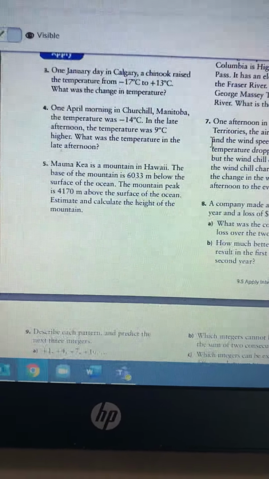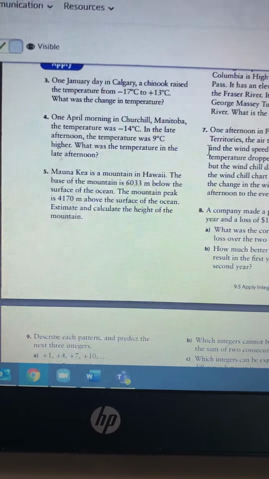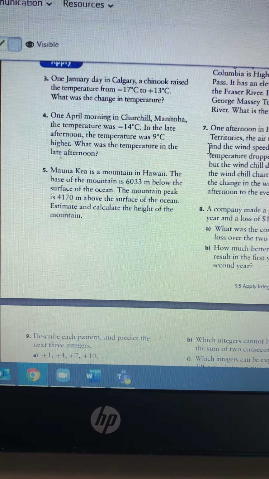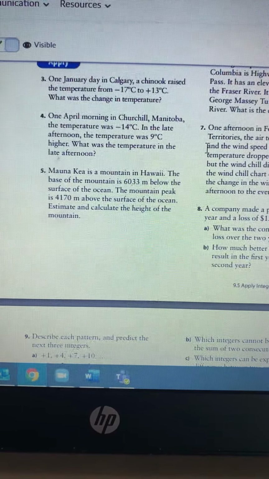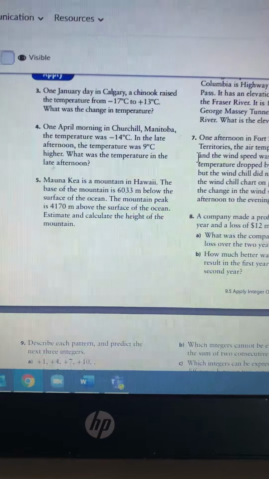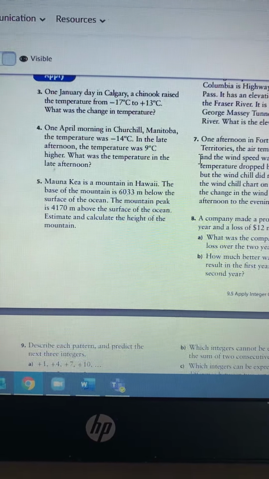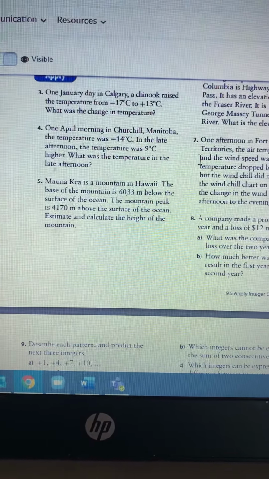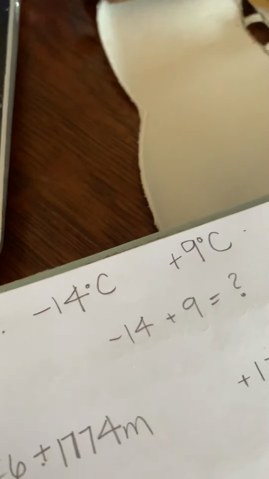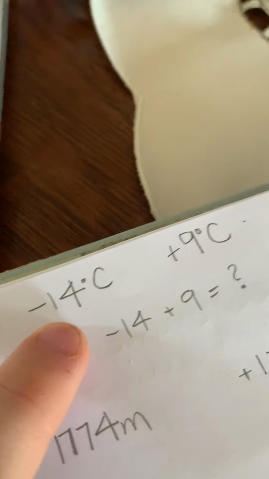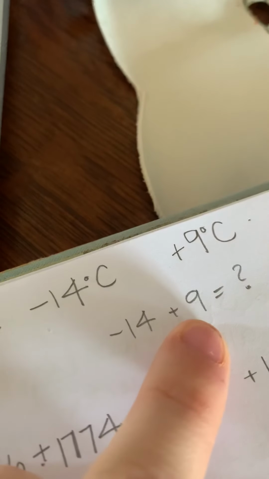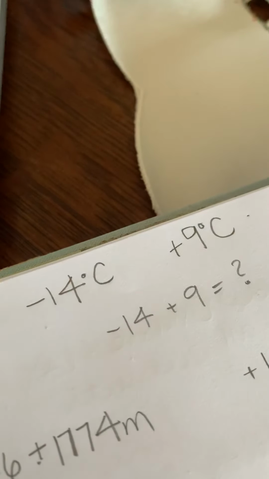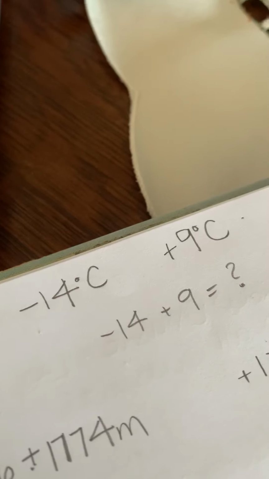So here's question 4. It says, one April morning in Churchill, Manitoba, the temperature was minus 14 degrees Celsius. In late afternoon, the temperature was 9 degrees Celsius higher. What was the temperature in the late afternoon? So I wrote that I started with minus 14 degrees Celsius, and then they told me that my temperature is going to go up 9 degrees.